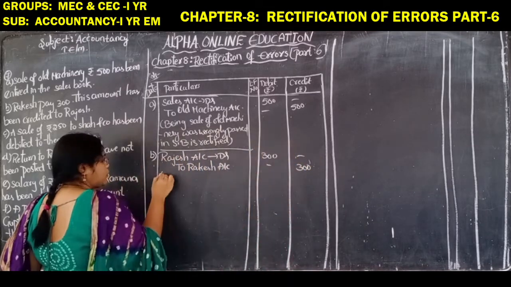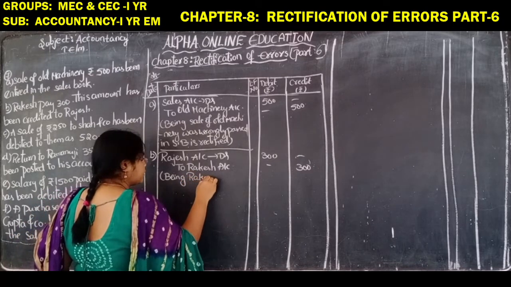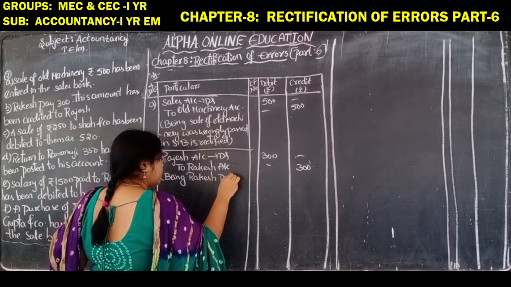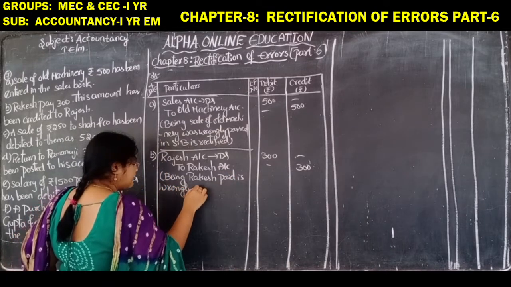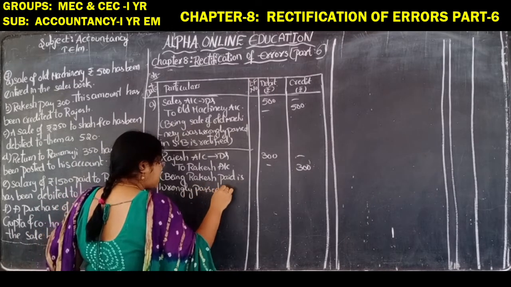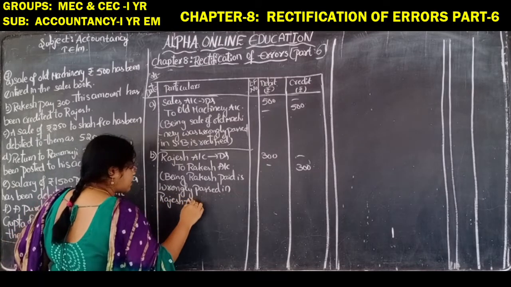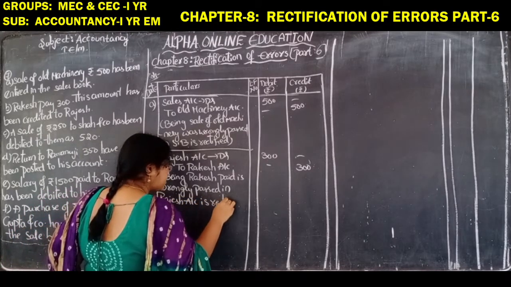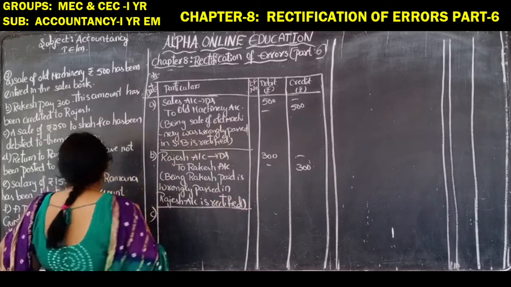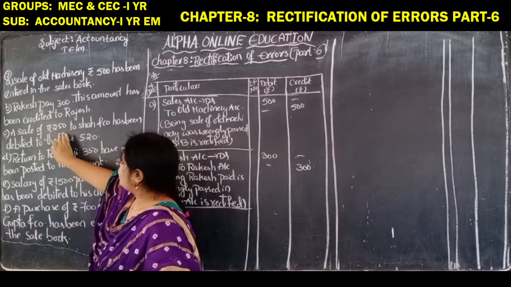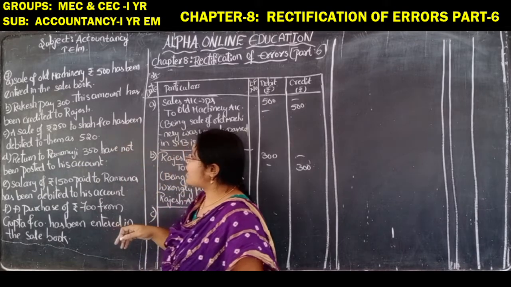Okay, so narration being: Rakesh paid is wrongly passed in Rajesh account is rectified. So this is the entry. After that, C, a sale of rupees 250 to Shah and Co have been debited to him as 520.